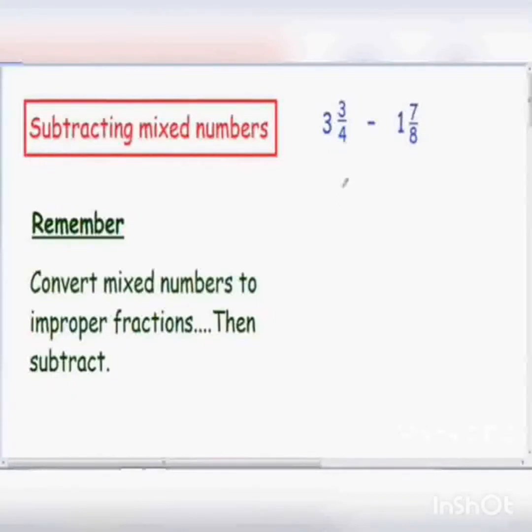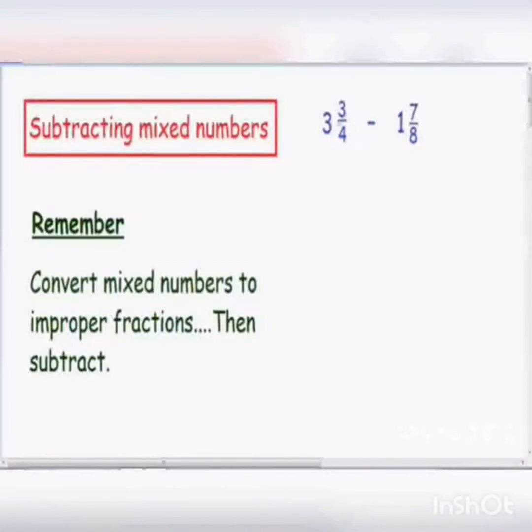Alright, now let's look at subtraction of mixed numbers. Previously, we separated whole numbers while doing similar work, that is addition of mixed numbers. But this time, we are going to change the mixed numbers to improper fractions. We change each of the fractions to improper fractions. Alright?